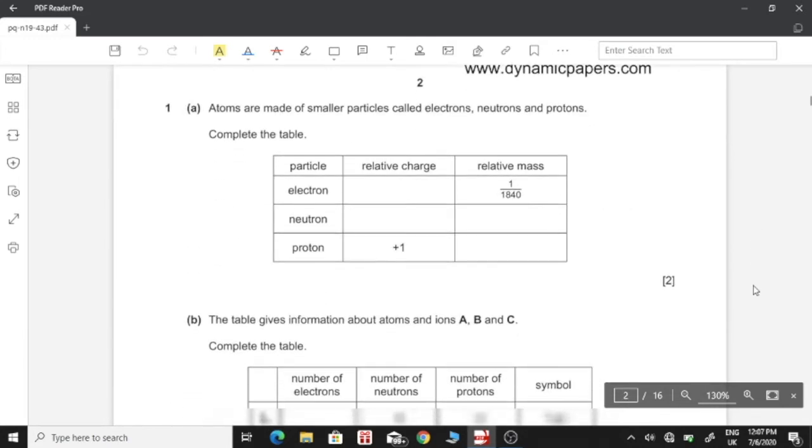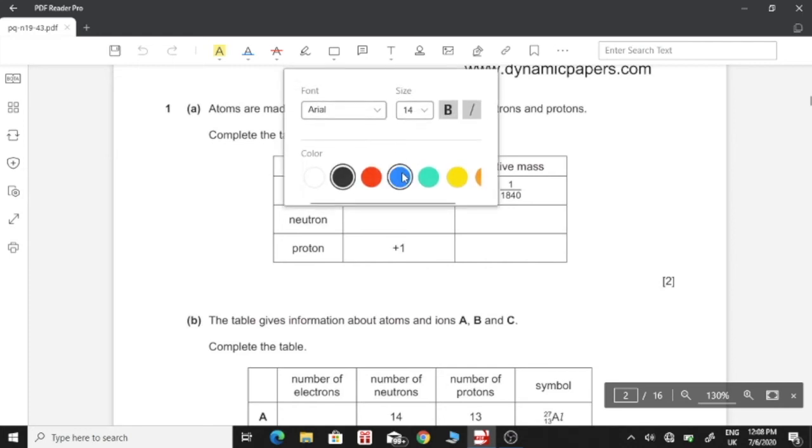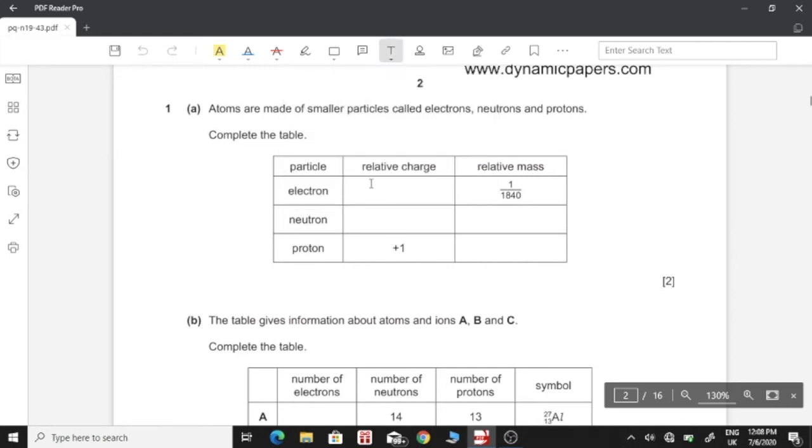Alright, question number 1. Atoms are made of smaller particles called electrons, neutrons, and protons. Complete the table. Now we're supposed to write the relative charge of electrons, which is -1. And the charge of a neutron is 0 because it has no charge, and relative mass is 1 unit. Similarly, a proton also has a mass of 1 unit.